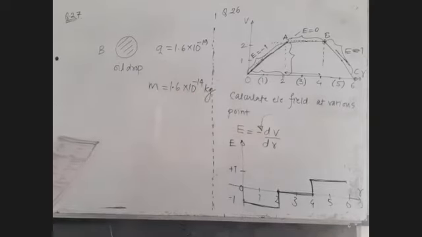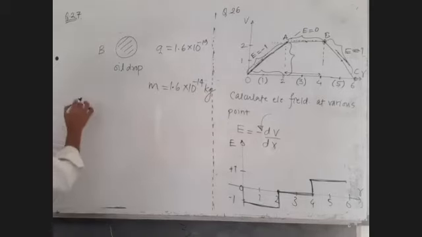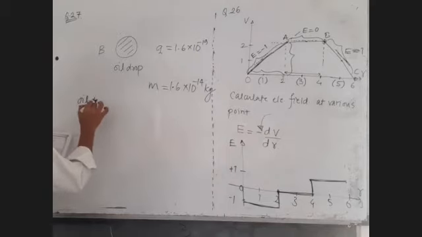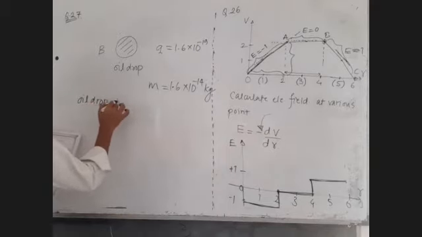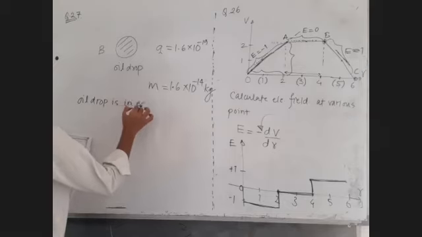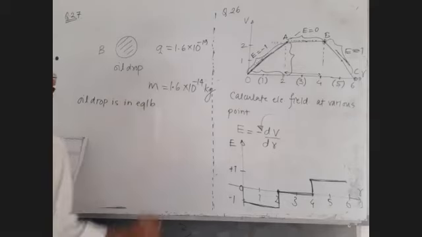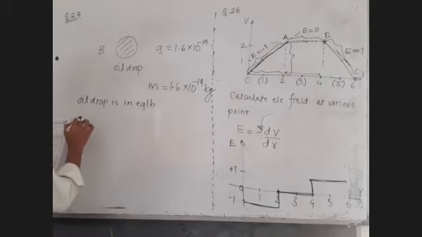Then what will be the potential difference between the plates if the oil drop is in equilibrium position? The oil drop is in equilibrium. Equilibrium means net force on the oil drop is 0. The oil drop is in equilibrium between the plates.